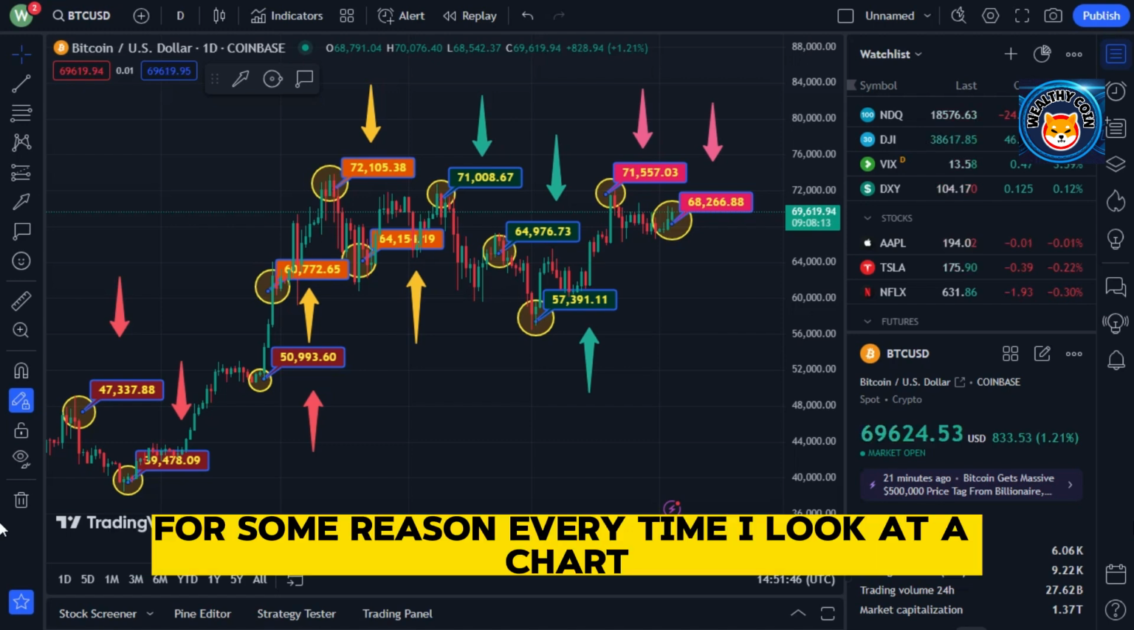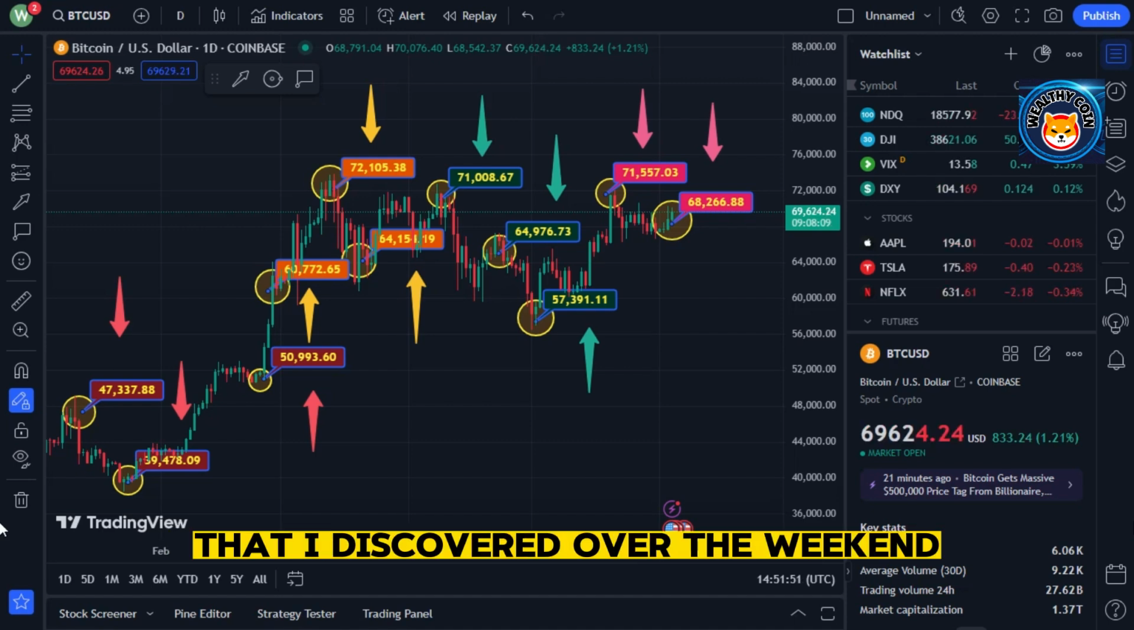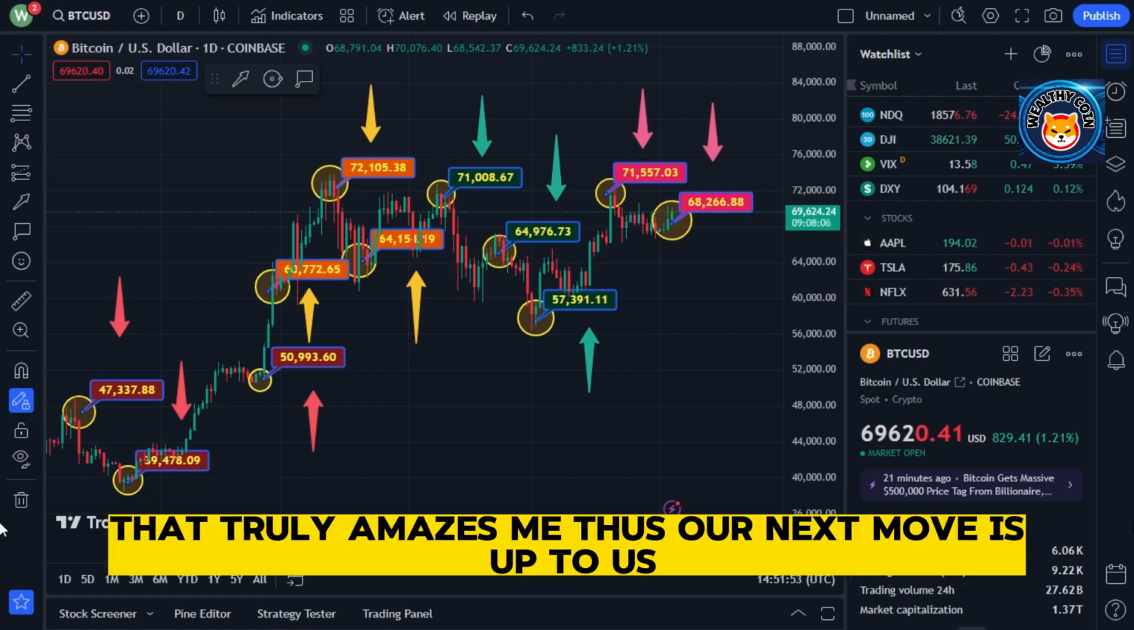For some reason, every time I look at a chart, I can't help but be lured back to them. And this is one of them that I discovered over the weekend that truly amazes me. Thus, our next move is up to us.